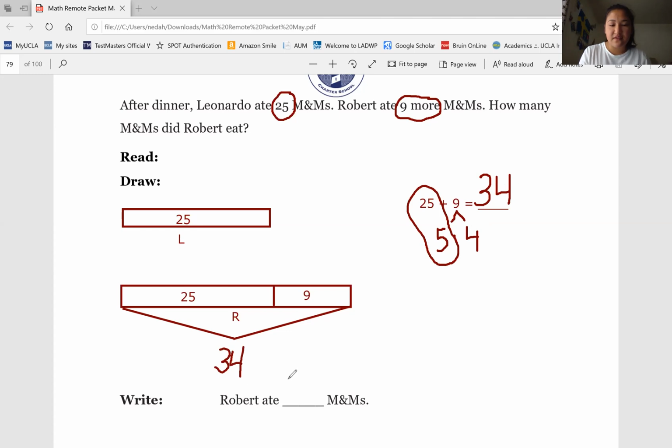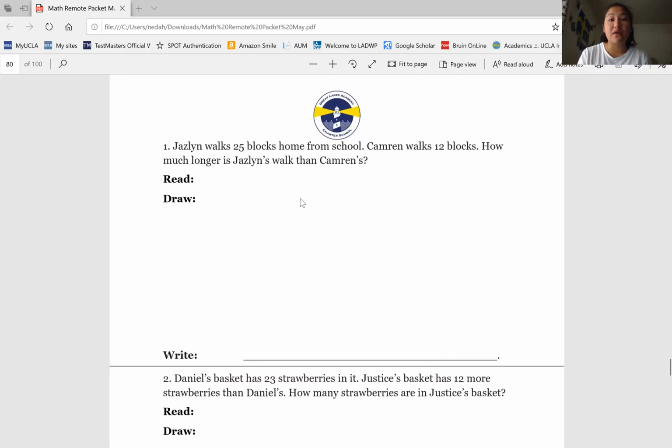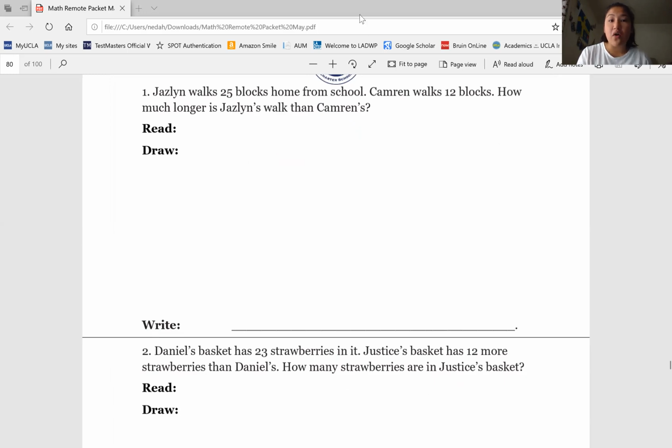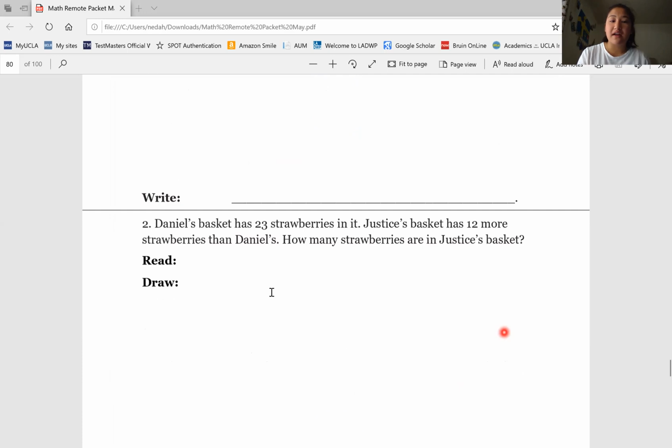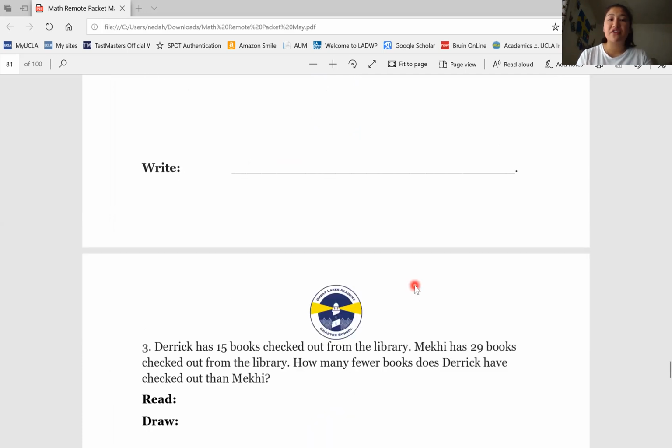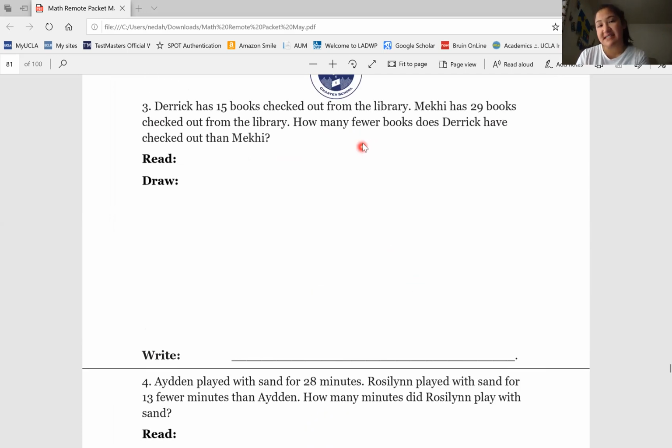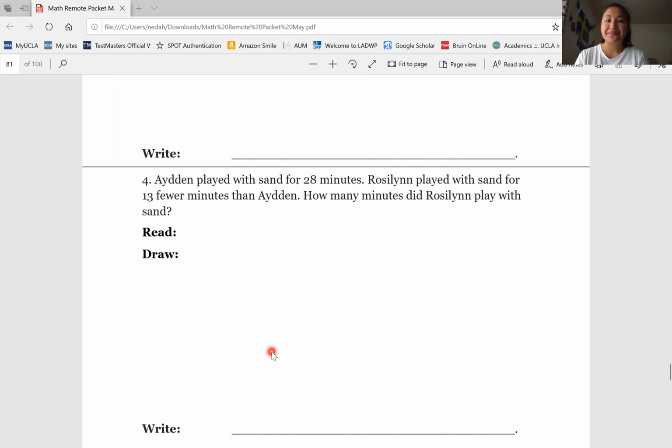And let's read our answer statement together. It says, Robert ate 34 M&Ms. Nice job, scholars. These next problems are your independent practice. From now on, you are going to be responsible for writing your own answer statement on each of these problems. So remember, you're writing a full statement or a full sentence to answer the question in the word problem.